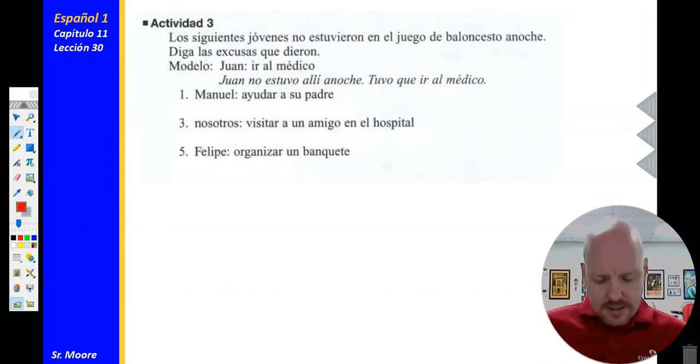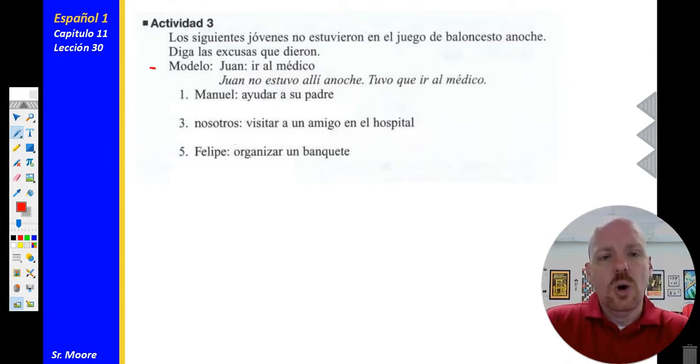Let's look at actividad 3. Actividad 3 está en página 252. Los siguientes jóvenes no estuvieron en el juego de baloncesto anoche. The following young people were not at the basketball game last night. Diga las excusas que dieron. Tell the excuses that they gave. So why weren't they at the game?